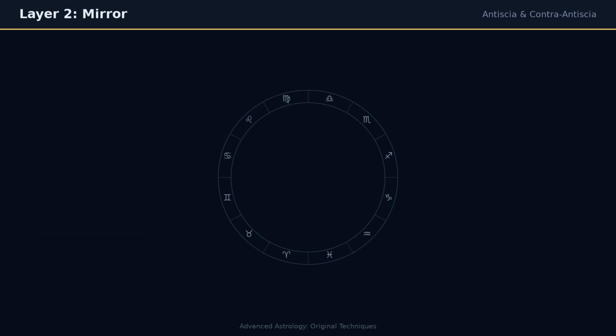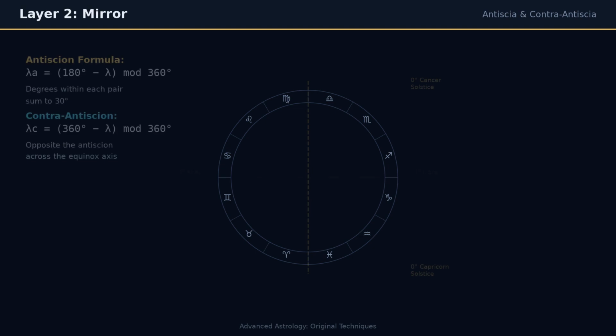Layer 2, the mirror layer. Here we use Antitia and Contrantitia, the solstice mirror points. Antitia are reflections across the Cancer-Capricorn solstitial axis. The formula is precise. The antition of any longitude is 180 degrees minus that longitude, modulo 360. In sign degree terms, degrees within each antition pair sum to 30.